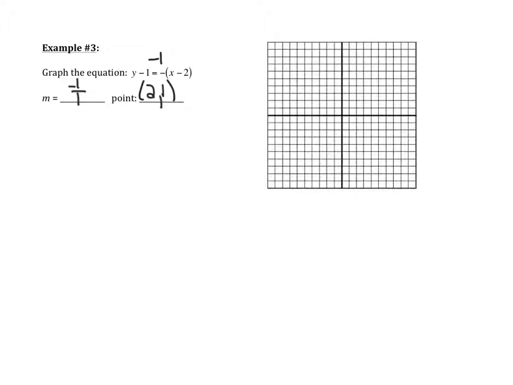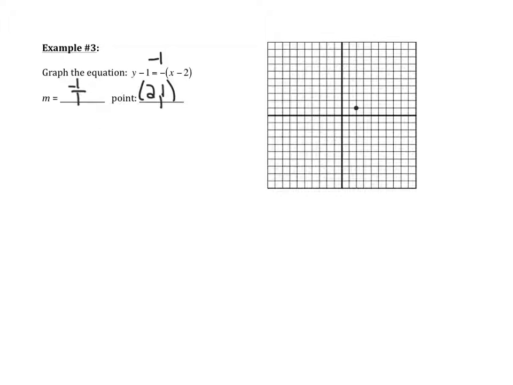And remember, if you get confused on that, just remember it's always the opposite of what you see in your equation, since in the original formula for point slope form, it's x minus the x coordinate and y minus the y coordinate. So just remember, always start with the point. So we're going to start plotting 2, 1. So that means I'm going to go to the right 2 and up 1 and plot a point. And there's my point, 2, 1.